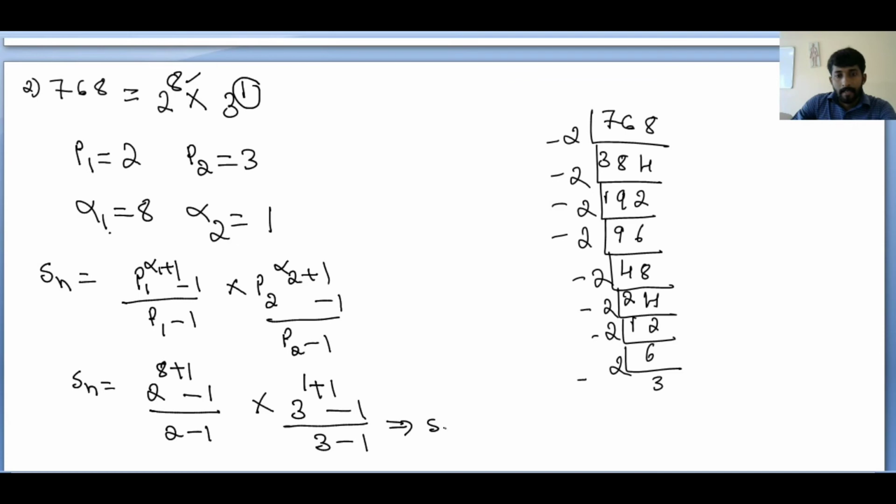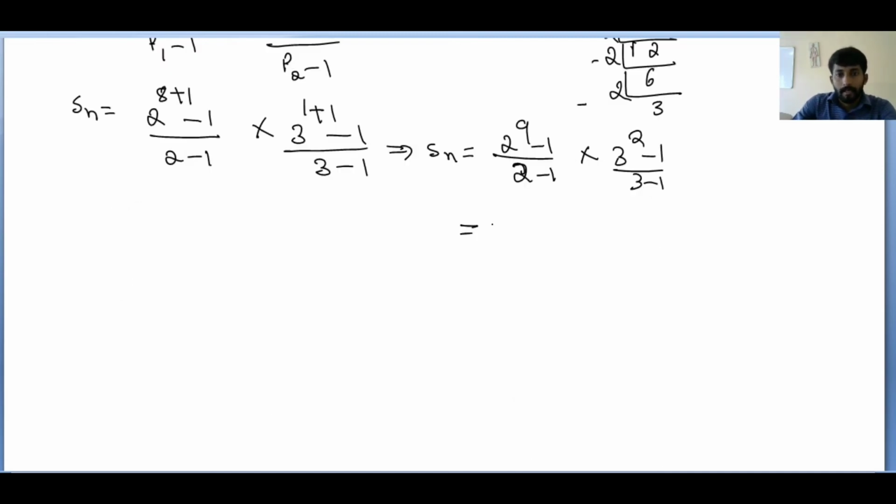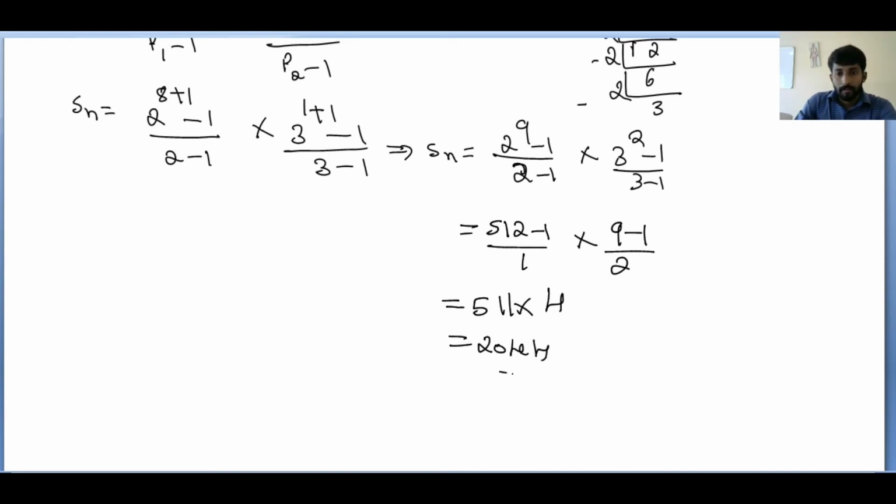This implies Sn is equal to 2 to the power 9 minus 1 divided by 2 minus 1 into 3 to the power 2 minus 1 divided by 3 minus 1. It's equal to 2 to the power 9, that is 512 minus 1 divided by 1 into 3 square, that is 9 minus 1 divided by 2. So here you will get 511 into 9 minus 1 is 8, 8 divided by 2, it's equal to 4. Now multiply this, you will get 2044. This is nothing but Sn, that means the sum of all positive divisors of the given composite number.